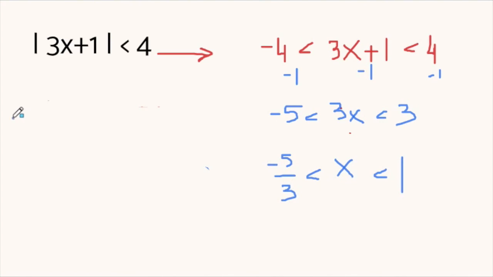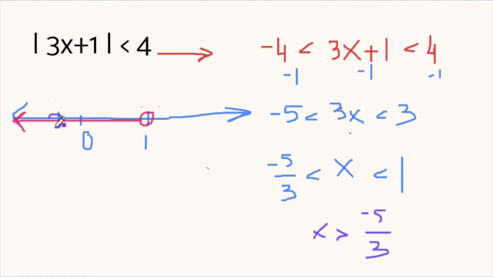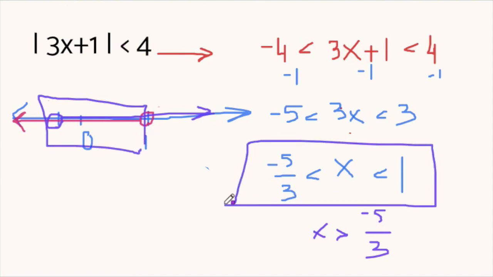And if we look at the number line, -5/3 is going to be somewhere around here if 0 is here and 1 is here. x less than 1 is going to be shown like this, and -5/3 less than x, meaning the same thing as x is greater than -5/3, is going to be shown as this. So our answer is right where these two intersect, right here. And this is the answer.